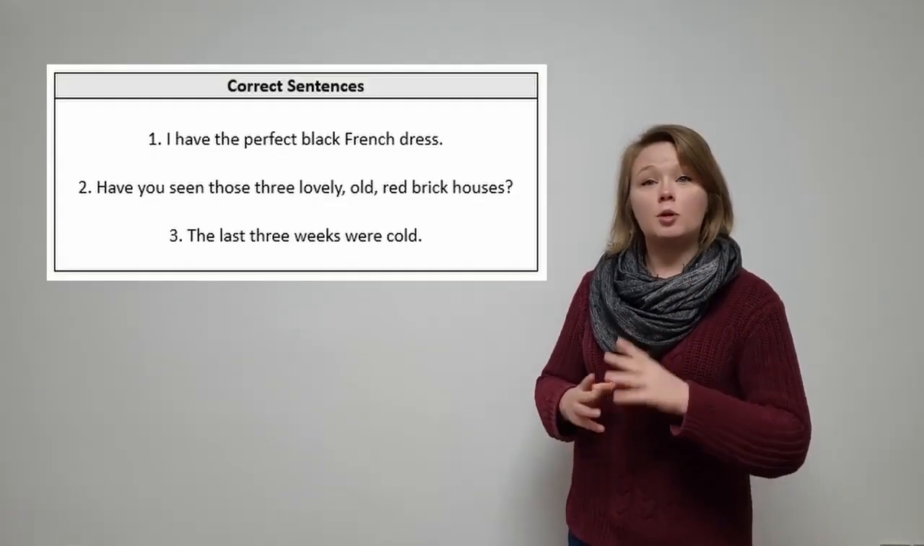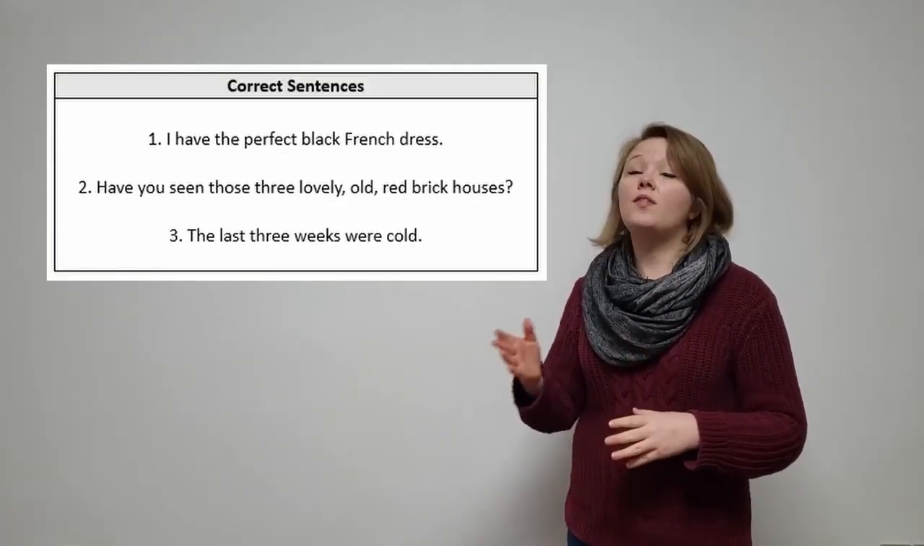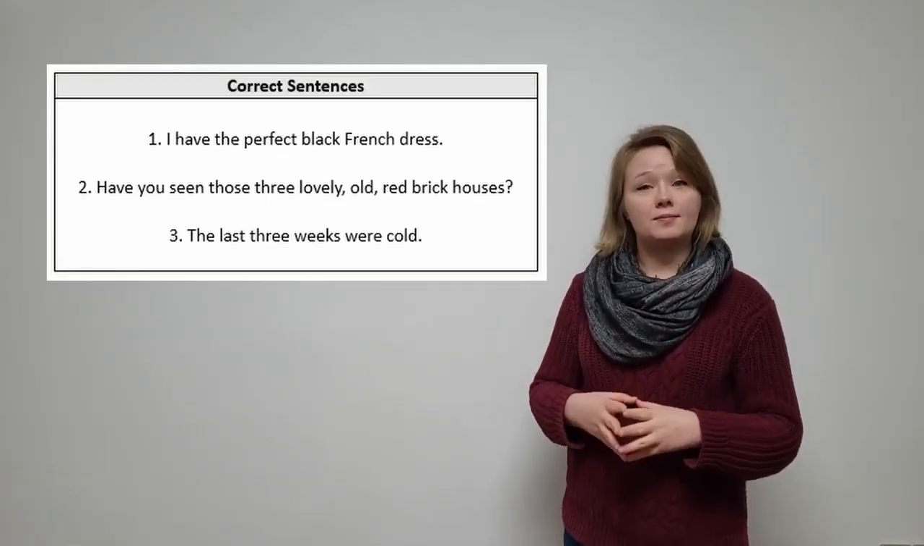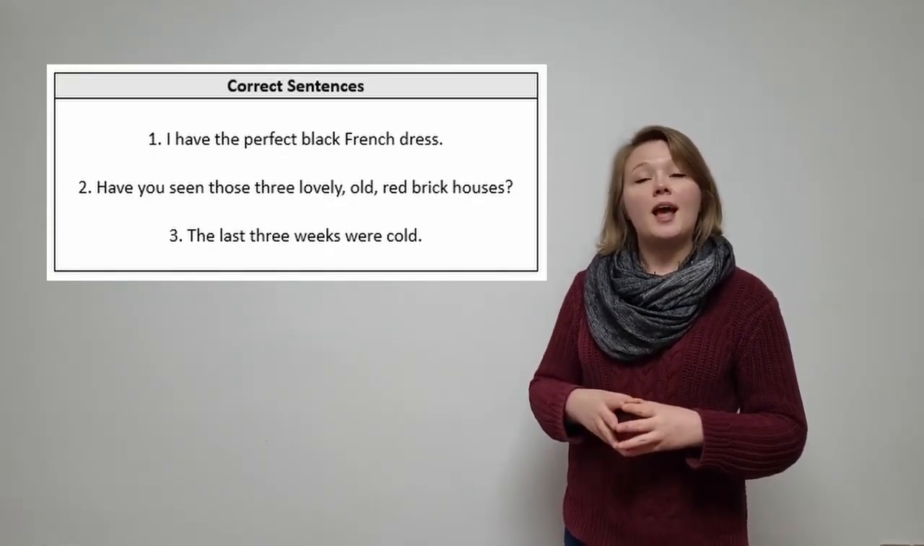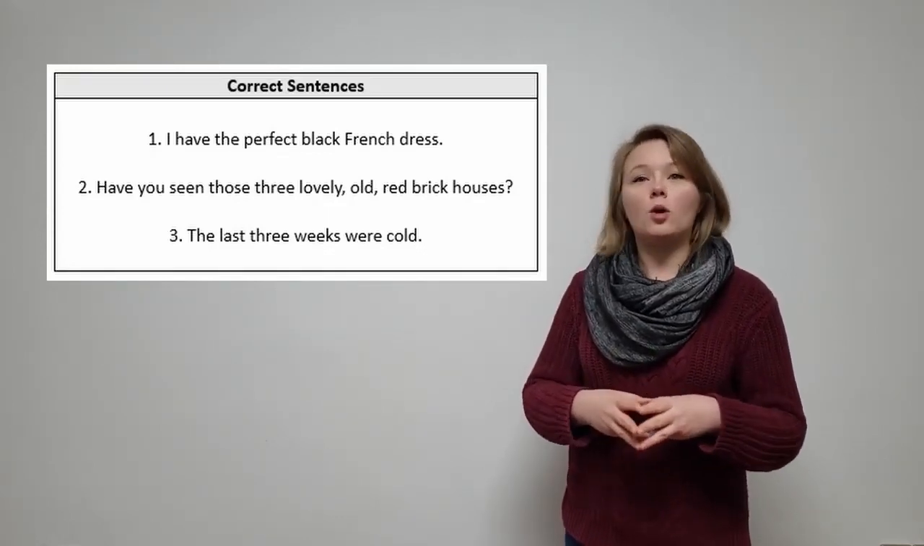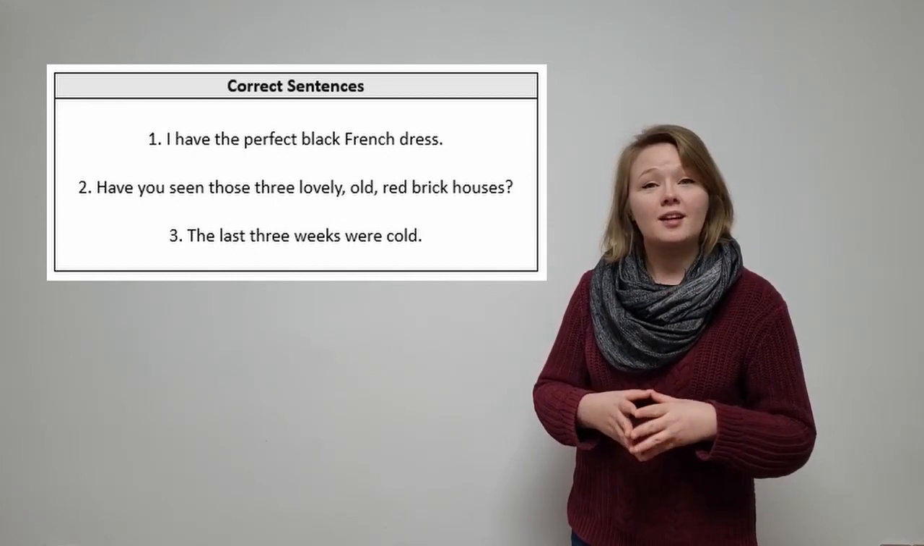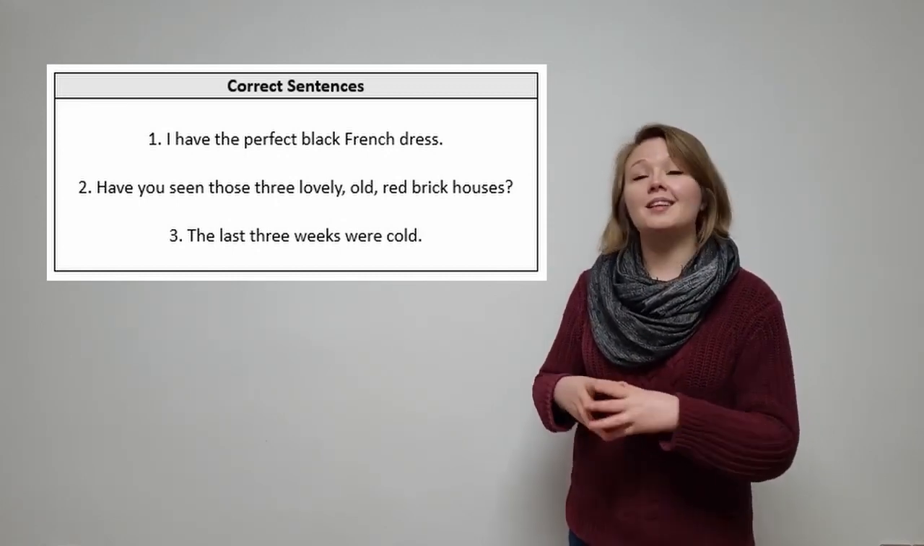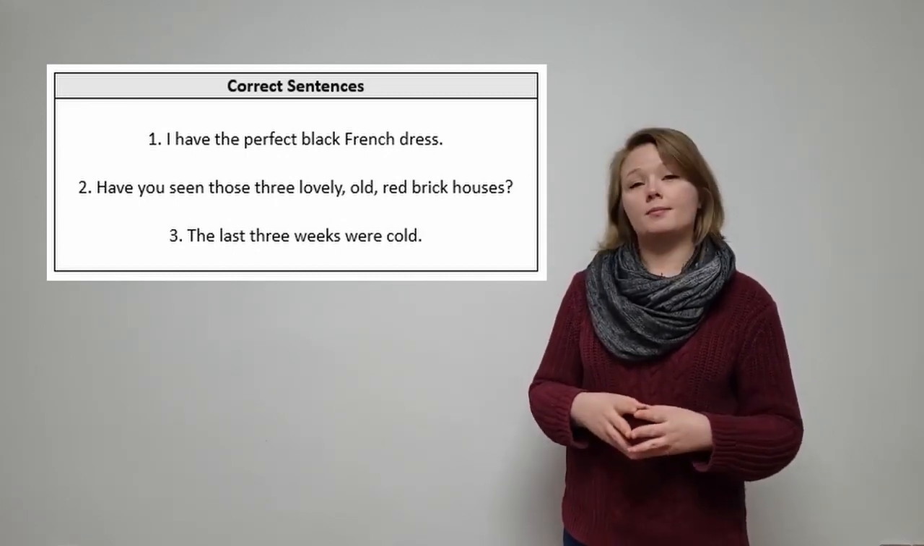Did you figure it out? Now let's look at the correct sentences. Number 1, I have the perfect black French dress. Number 2, have you seen those 3 lovely old red brick houses? And number 3, the last 3 weeks were cold.